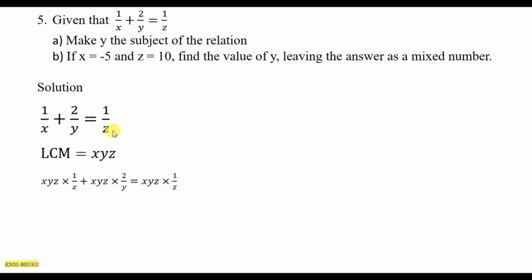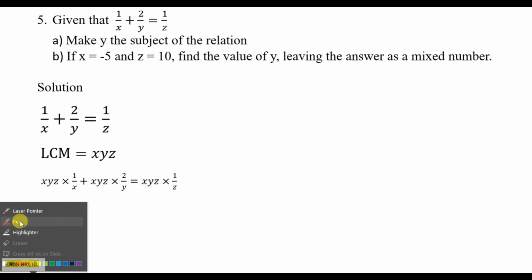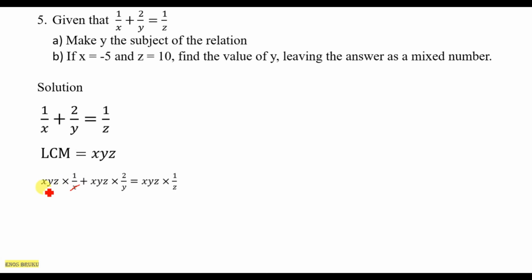Now, before then, we must do some cancellation. So x will cancel x, y will cancel y, and z will cancel z. Now we are left with yz plus 2xz equals xy. Okay, so yz plus 2xz equals xy.